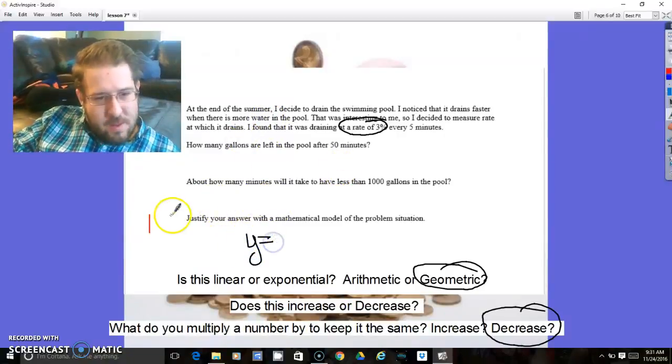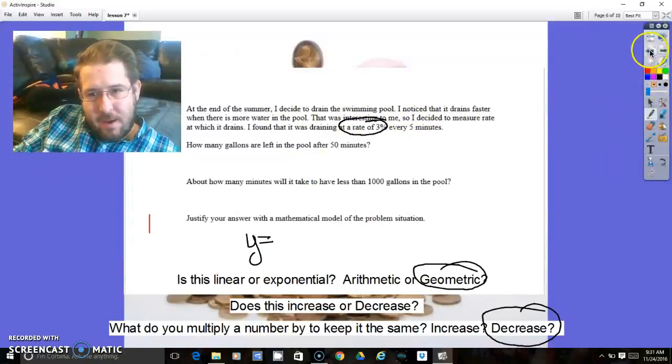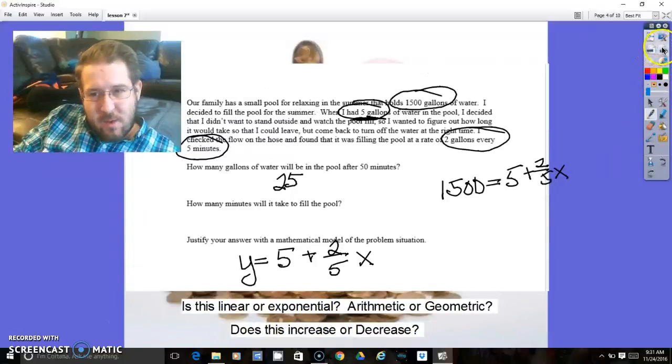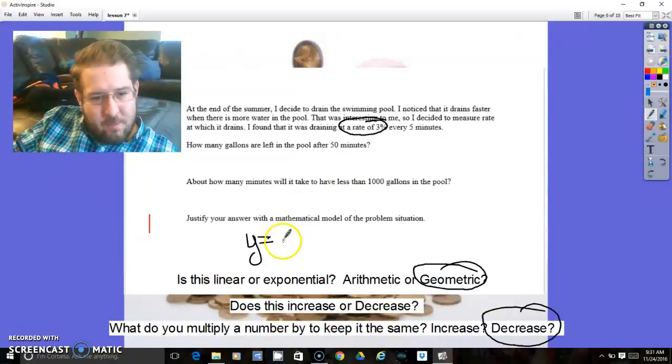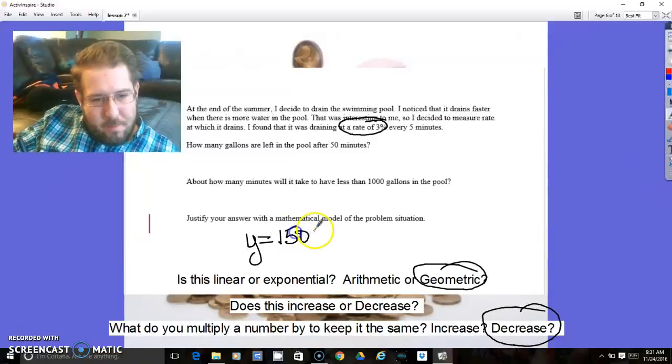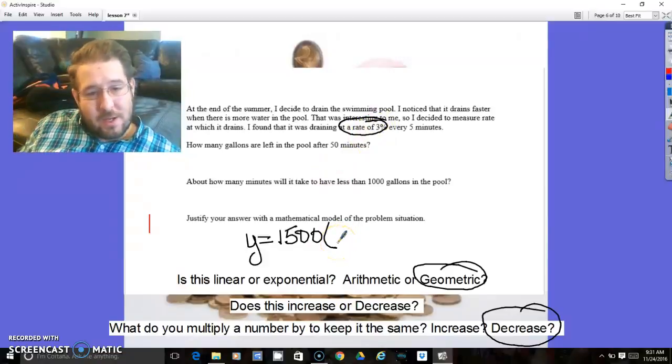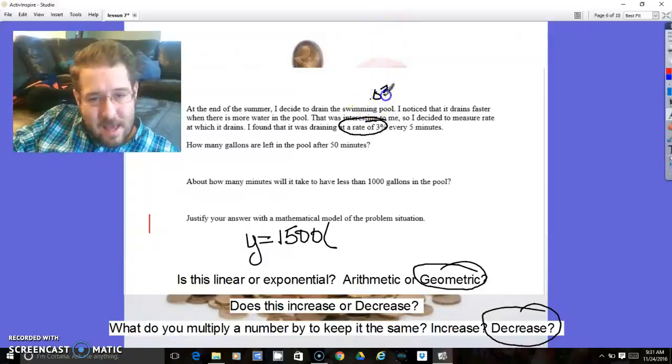Y equals, justify your reason with mathematical models. So how much was in the pool to begin with? Oh, I forgot. I'm going to need to scroll back to that last question. So it was 1,500 gallons to begin with. And we're multiplying by a rate of 3% decrease. Now, this is where it gets tricky. Remember, I told you a decrease means it's less than 1. Well, 3% less than 1, if I take away 3% from 1, I get 97 hundredths.